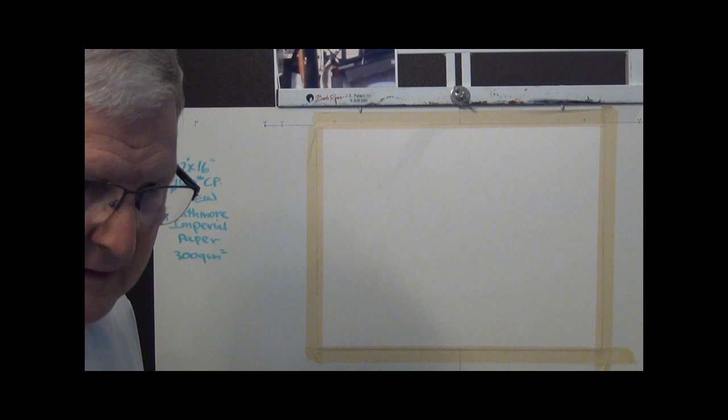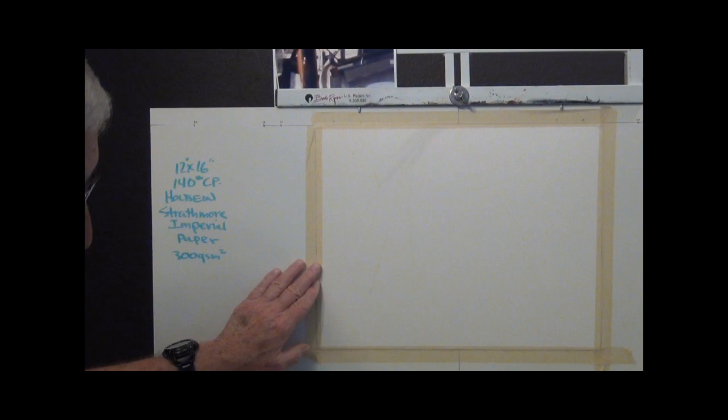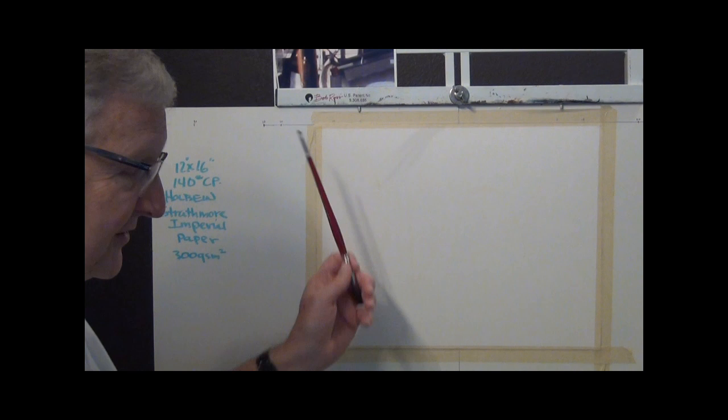I actually have a new whiteboard here behind my paper, and so we're doing a couple things. We're changing the paper we're painting on today. I may not always do this kind of paper. I may go back to my 300 pound, but this is 140 pound cold press. Its size is 12 by 16. That's a different size for me. It's a Holbein paper, a Strathmore Imperial paper it's called, and it's 140 pound US, 300 grams per meter squared if you're using the Imperial measure system.